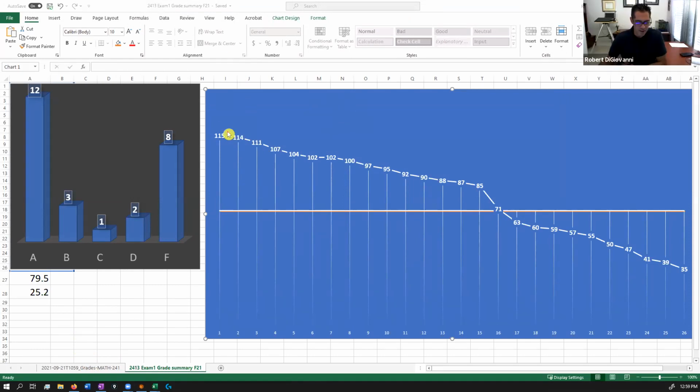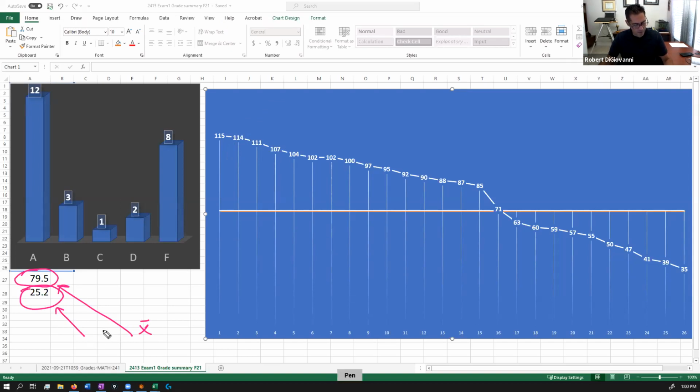This is a couple of charts for the performance of the class on the first exam. First thing I'll point out is the class average here. That's the X bar, the average of the class, 79.5. We had 26 students take the test. 25.2 is our standard deviation, sigma.